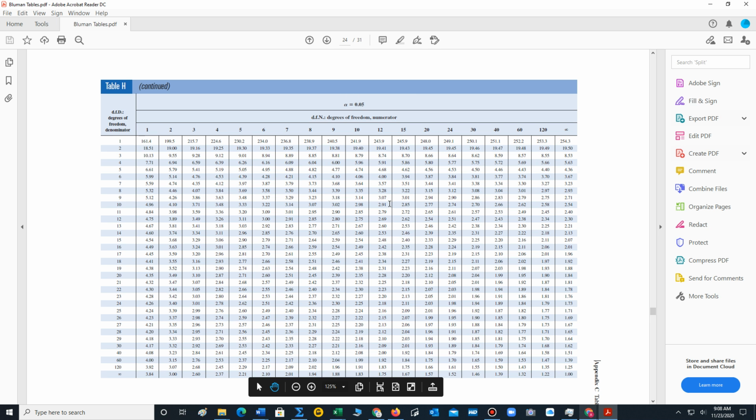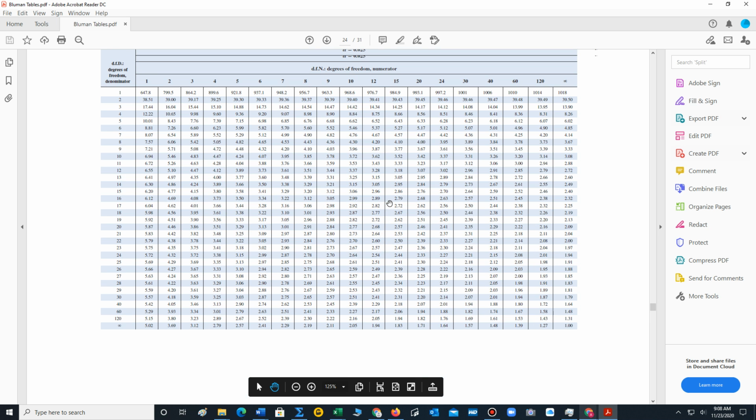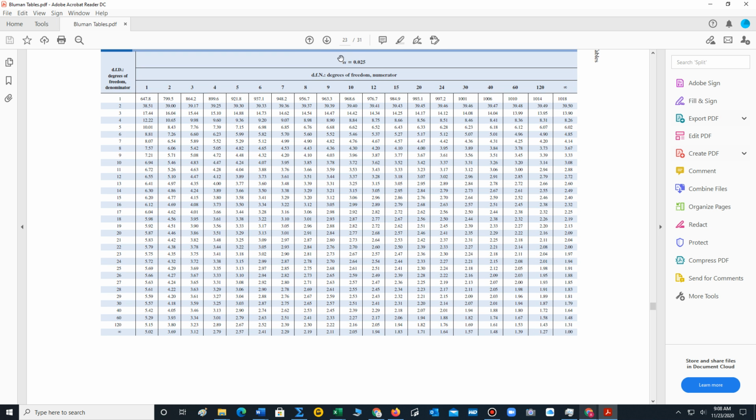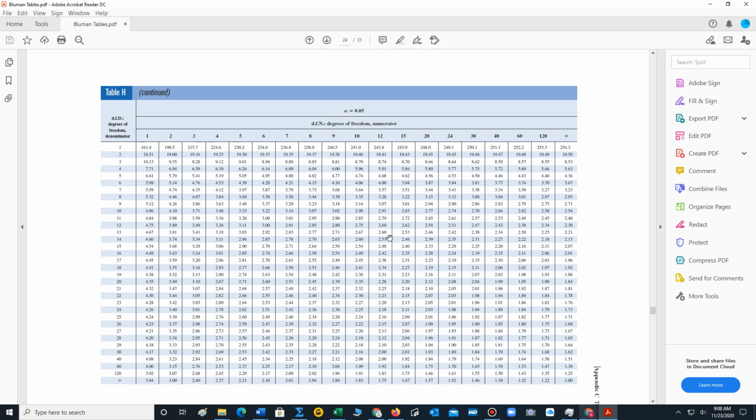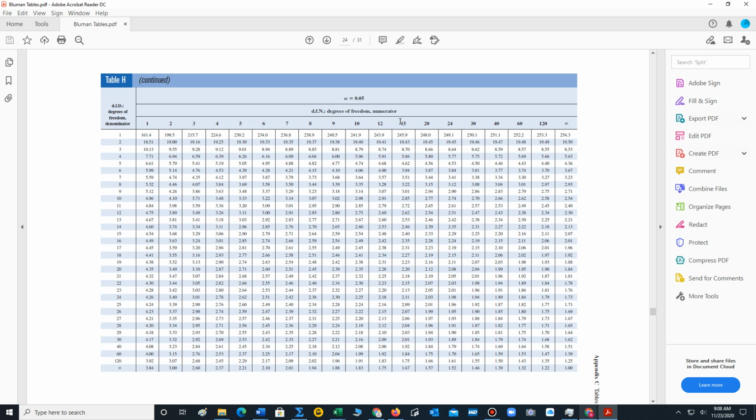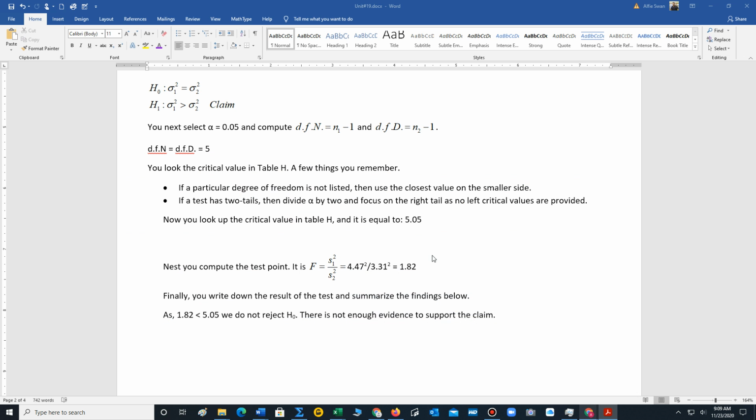The first thing we need to do when we examine table H is we realize it's composed of different alphas. So we have to search out the alpha we're testing for, and that alpha is 0.05. In the upper row, we look for degrees of freedom of the numerator. That's 5. This column to the far left side, we search for degrees of freedom of the denominator. That's 5. And so at their intersection, that is our critical value, 5.05.